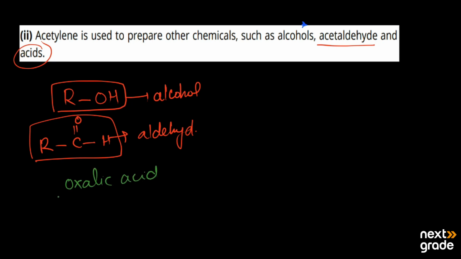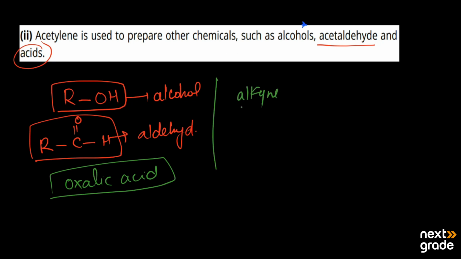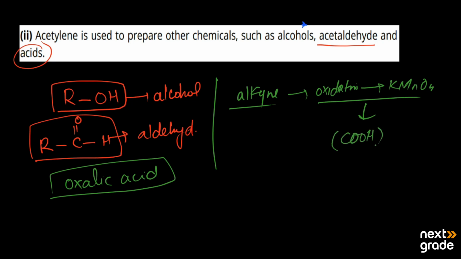The acid we can prepare from it is oxalic acid. It can be prepared by simple oxidation. When the alkynes undergo oxidation with the help of KMnO4, we gain the product known as oxalic acid, and its formula has COOH twice. So this is its second use. It is used for the preparation of different chemicals at commercial or industrial level.